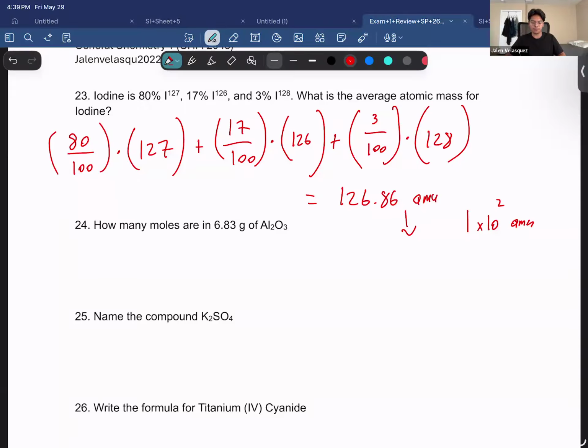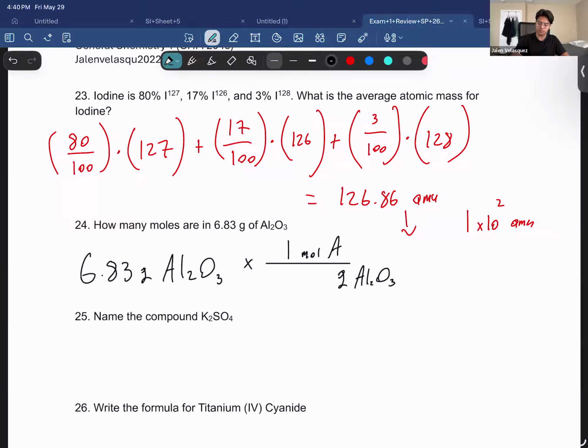All right, 24. How many moles are in 6.83 grams of Al2O3? So here we're doing some calculations with the mole. I have 6.83 grams of Al2O3, and I want to convert that into moles. So my grams have to cancel, and I want moles. Does anybody know how to convert from grams to moles? What do we have to use?